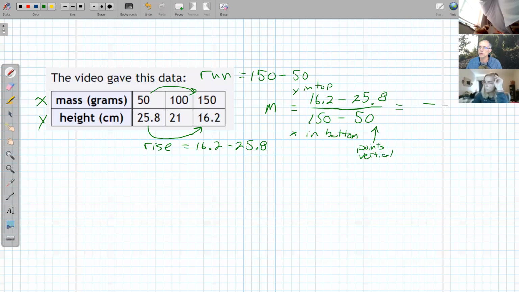So negative 0.096. And I like to put the 0 in front so I can clearly see where my decimal is, because sometimes I make a little tiny poke on the paper. So I like a leading 0 and then the decimal.